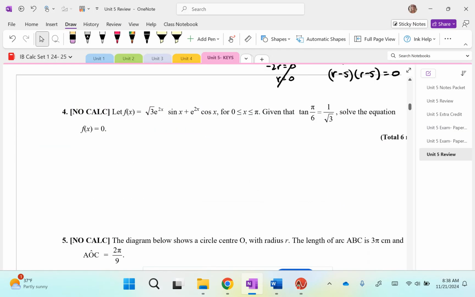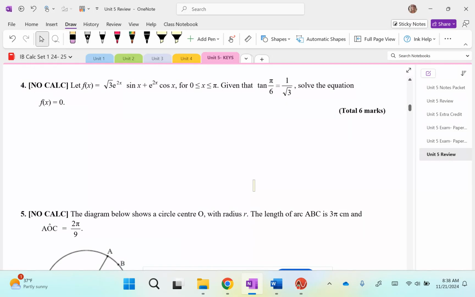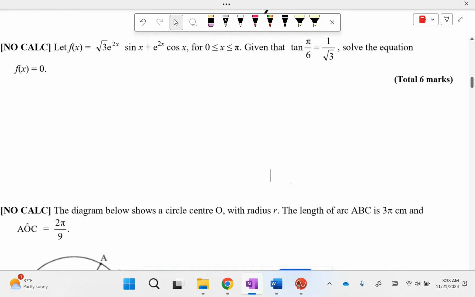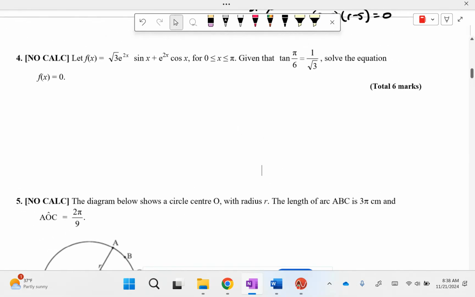Hey, again, this is a no calculator, so I'm going to make the screen big. Okay. Question 4. It says, let f of x equal rad 3 e to the 2x sine x plus e to the 2x cosine x from 0 to pi, given that the tangent of pi over 6 is equal to 1 over rad 3. We know that. He's on our chart. Thank you so much for giving us the most unhelpful clue ever, but perfect. Thank you. So let's go ahead and look at this thing, okay?